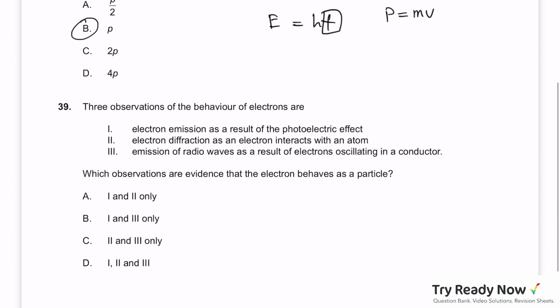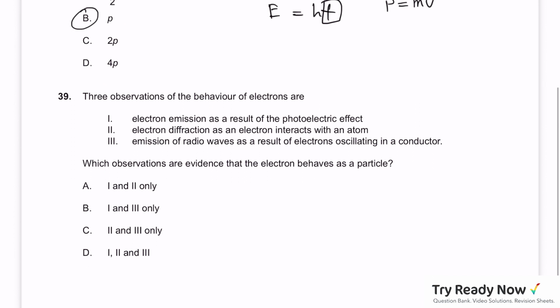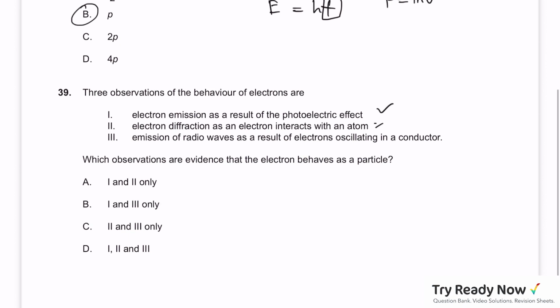Now we're on to question 39. We have to choose which observations are evidence that an electron behaves as a particle. So electron emissions as a result of the photoelectric effect. We know that that is correct. Electron diffraction, as an electron interacts with an atom, we know that's false. And we know that this is correct too. Which means for question 39 is option B.